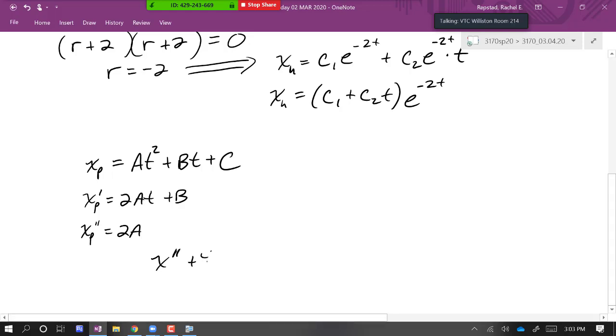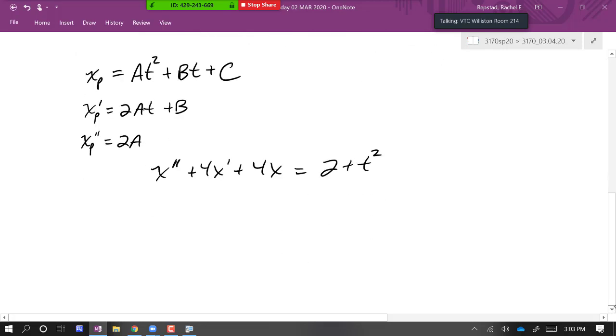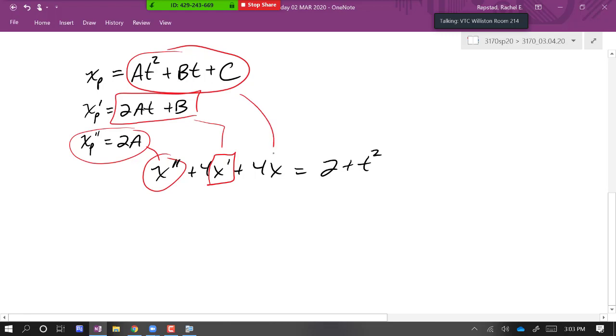So now, take your equation, x double prime plus 4x prime plus 4x equals 2 plus t squared. And now you're just going to substitute. Right, so this is going to go in for this. This is going to go in for this. And this will go in for this. Don't forget to also multiply by 4. But then you'll have an equation, and this is where we use that method of undetermined coefficients, right? We compare the coefficients on the different powers of t to help us find a, b, and c.